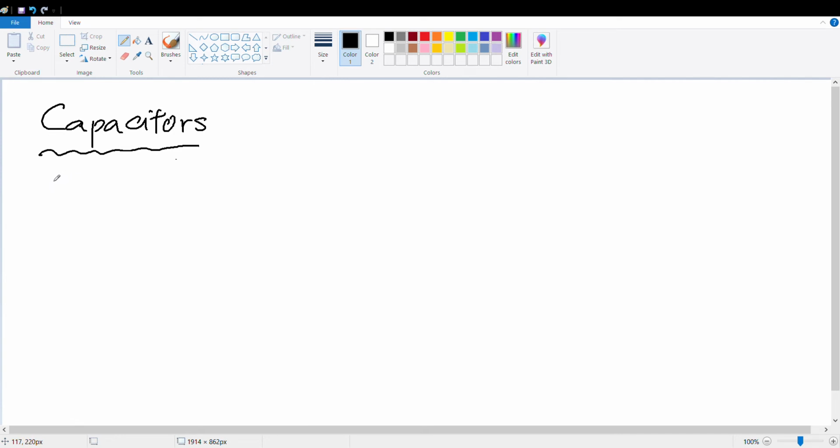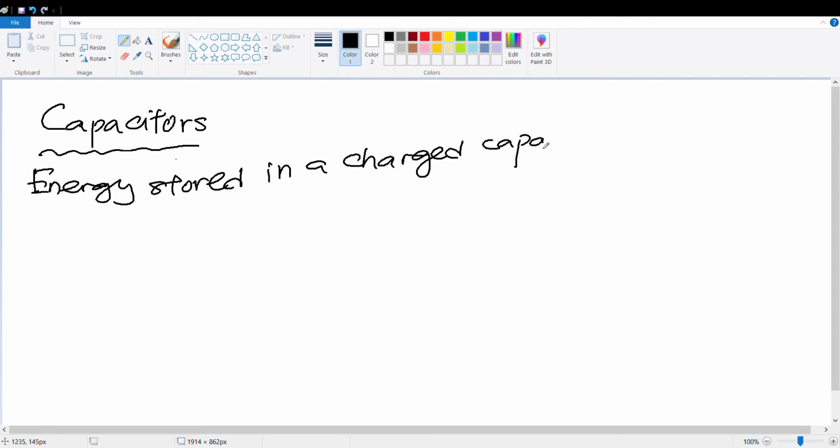Okay, so for the first part, let us discuss the energy stored in a charged capacitor. Basically, a charged capacitor is defined as a capacitor which is connected to the circuit. We know that a capacitor is used to store electrical charges. These electrical charges exist in the form of electrical energy, which we call electrical potential energy.